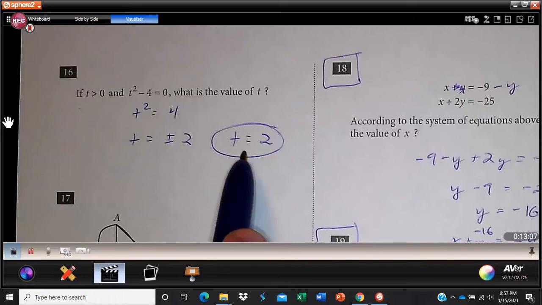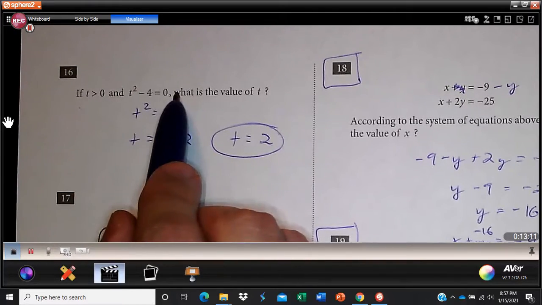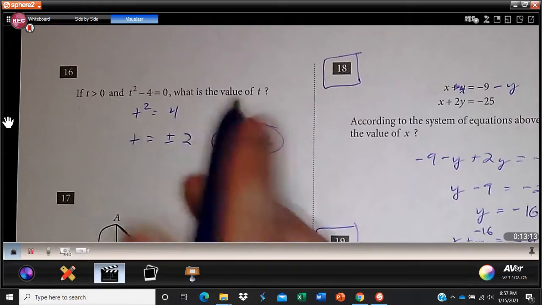okay, this one's an easy one to check. T is 2, so 2 squared is 4, 4 minus 4 is 0, and then that is a positive one, so it looks like that's good.